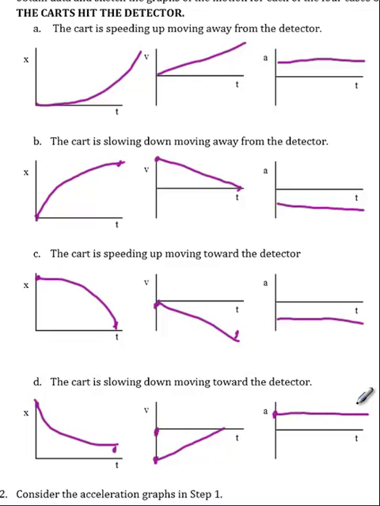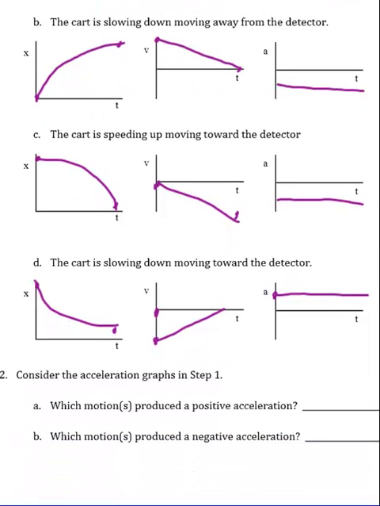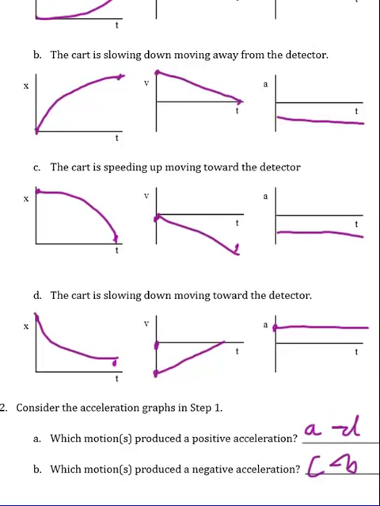Okay, so when this asks you down at the bottom which cases produced a positive acceleration, well, it was cases A and D. They're the ones that had acceleration time graphs that were above the t-axis, and negative acceleration were cases B and C, and that's because acceleration doesn't show speed, it doesn't show position. All acceleration tells you is whether your velocity is becoming more positive or more negative.